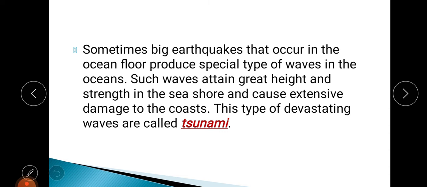Then some of the sea waves can be destructive in nature also. One such is your tsunami. Now how does the tsunami mainly occur? One cause is that when there occurs any kind of earthquake on the oceanic floor, like a vibration in an earthquake, then the sea waves attain a very huge height, and that is the main cause of a tsunami.